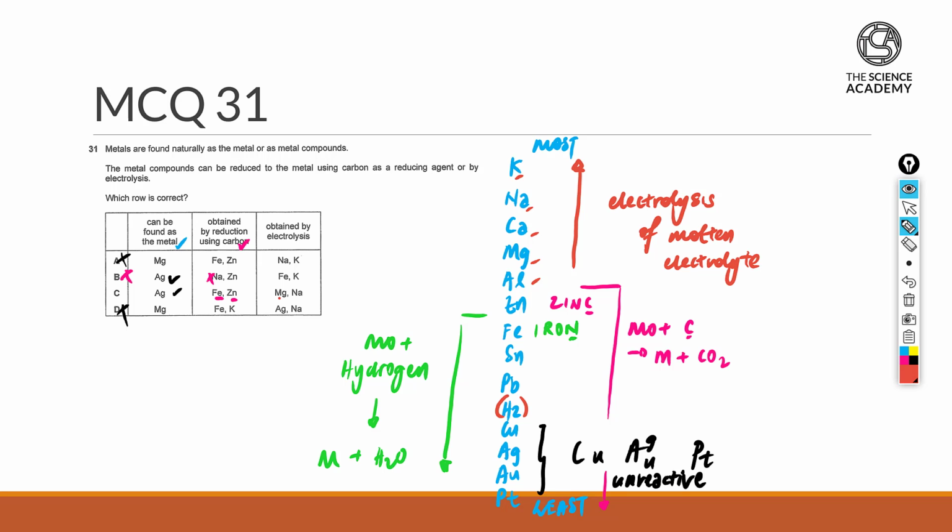So for the case of magnesium and sodium, which are way above hydrogen, you definitely have to use electrolysis of their molten electrolyte in order to obtain the metals of choice, so that hydrogen will not interfere with the selective discharge process. So C is the correct answer for question 31.